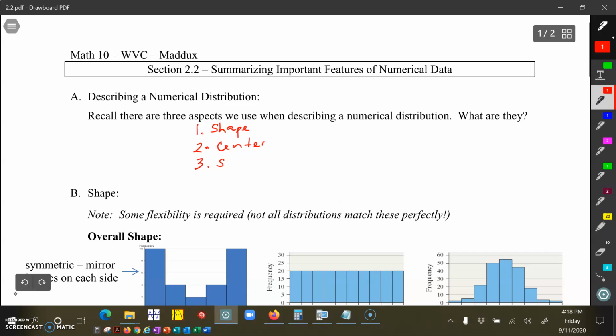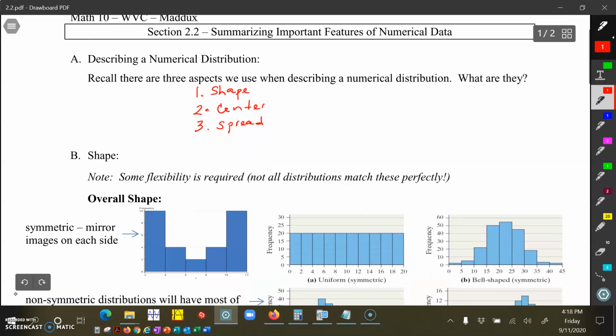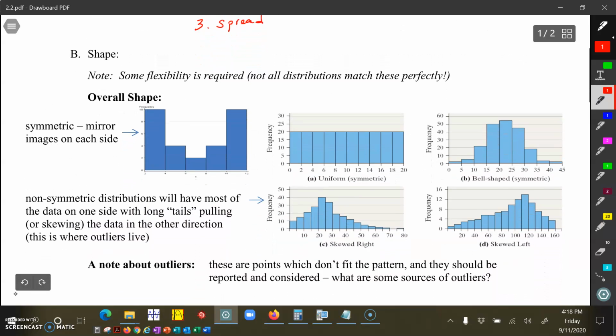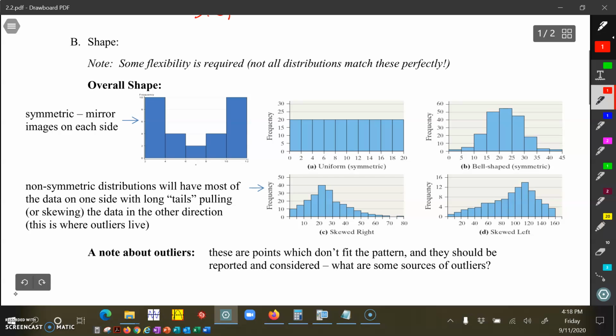And then spread, we've been loosely talking about as variability, thinking about a lot of different variety in answers and things like that. So this section is mostly just formalizing that in a general sense. But remember, we're going to get into those details more later. So quickly here, shape, just some more examples.